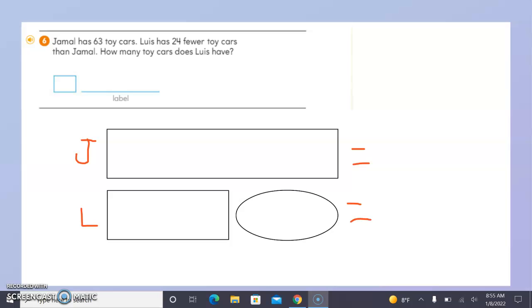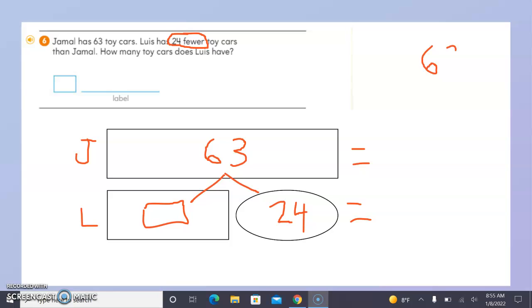All right, what does the problem already tell us? It tells us Jamal has 63 toy cars, so we're going to go into Jamal's box here and put 63. Luis has 24 fewer. That number is attached to that special word fewer, which helps us know we have to compare, and that's the difference. So 24 goes into the oval. And this makes sense, right? Because we're looking for how many toy cars Luis has. So that's our unknown. You're going to use the same method here. This is like our mountain. So we could do 24 plus unknown gets us 63, or we could do 63 minus 24 to find our unknown. Either one will work.